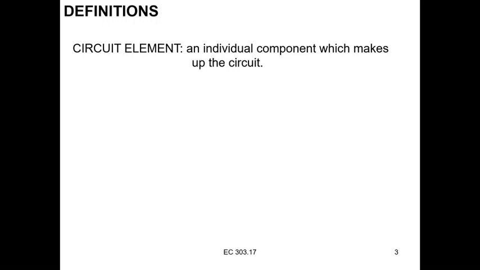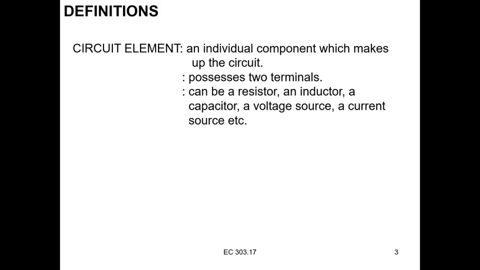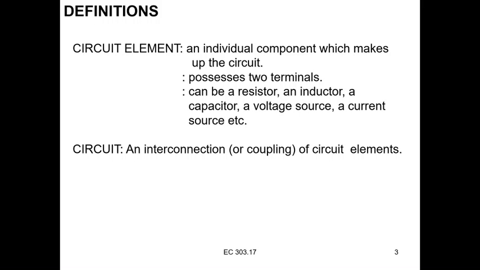So what is a circuit element? An individual component which makes up the circuit is called a circuit element, and it possesses two terminals. It can be a resistor or inductor, a capacitor, a voltage source, a current source, etc. With these only we are making a circuit. A circuit is an interconnection of circuit elements.